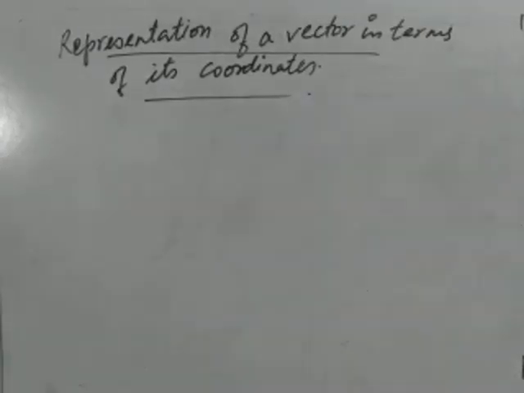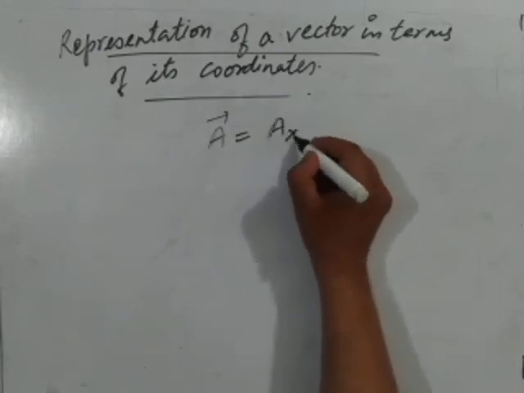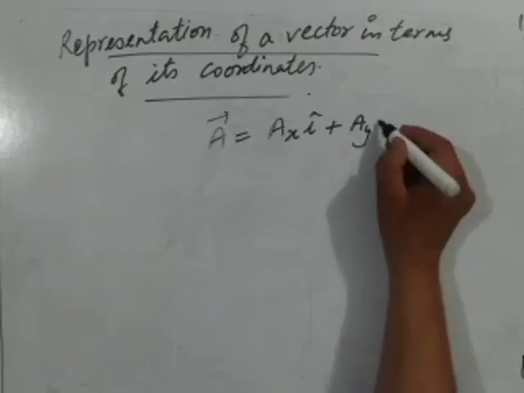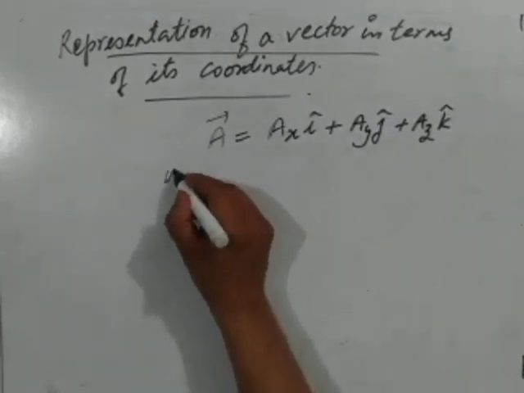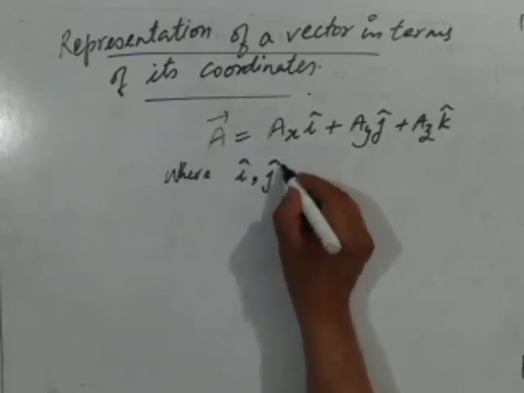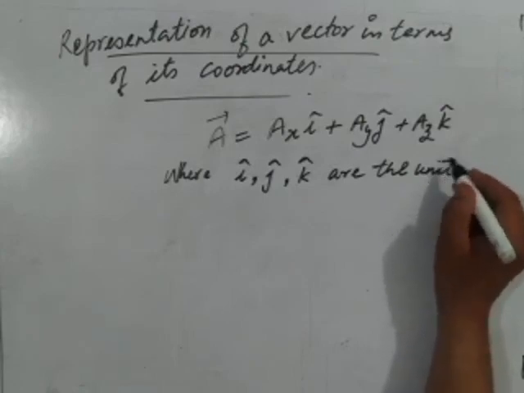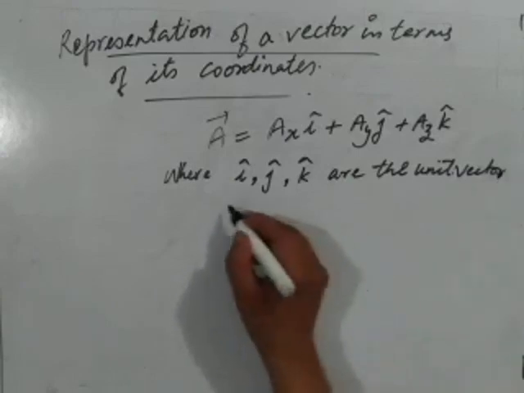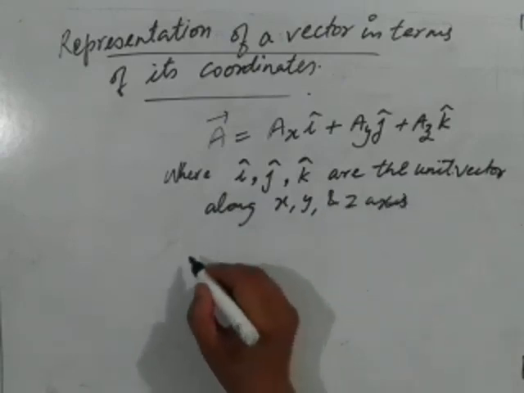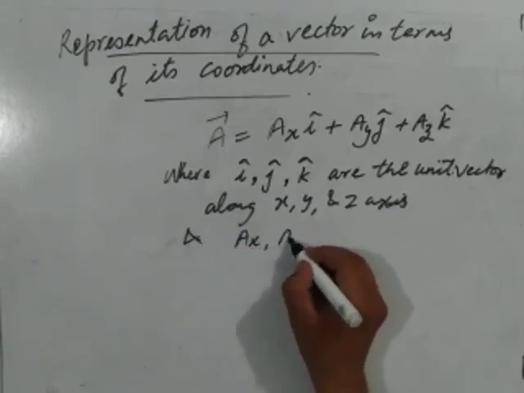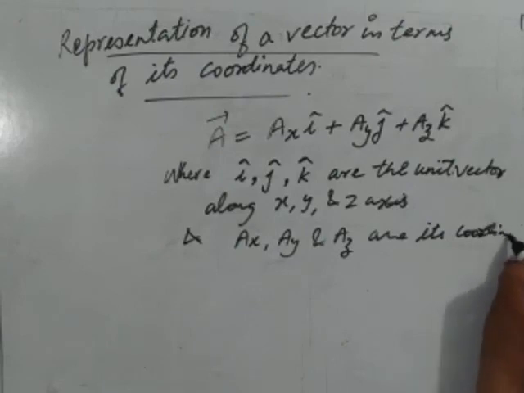Now representation of a vector in terms of its coordinates. So if A is any vector quantity, then A can be written as Ax i cap plus Ay j cap plus Az k cap, where i cap, j cap, k cap are the unit vectors along x, y and z axis, and Ax, Ay and Az are its coordinates.